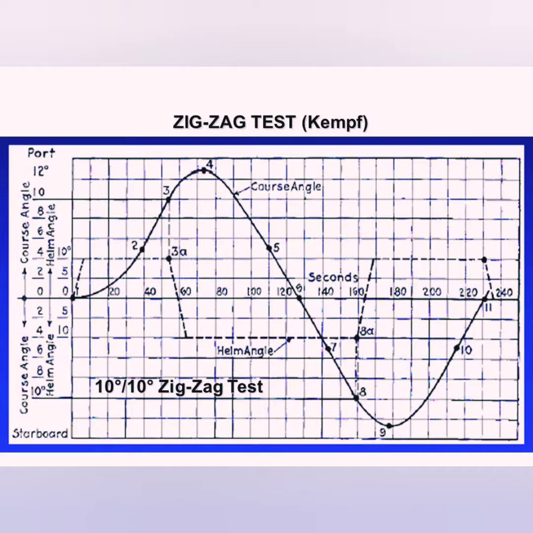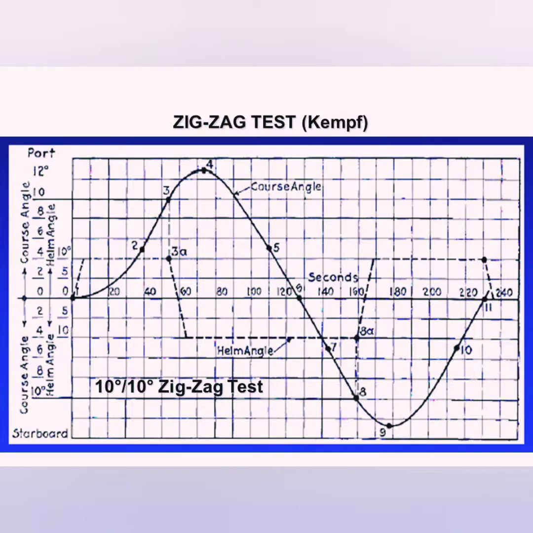So the test begins when the ship is proceeding on a steady course. And then the first execute of 10 degrees is given to port. The dashed line on the graph indicates the helm angle and the solid line indicates the course angle. As you can see, with the start of this test, the rudder is put 10 degrees to port. And with that, the course has started altering to port.